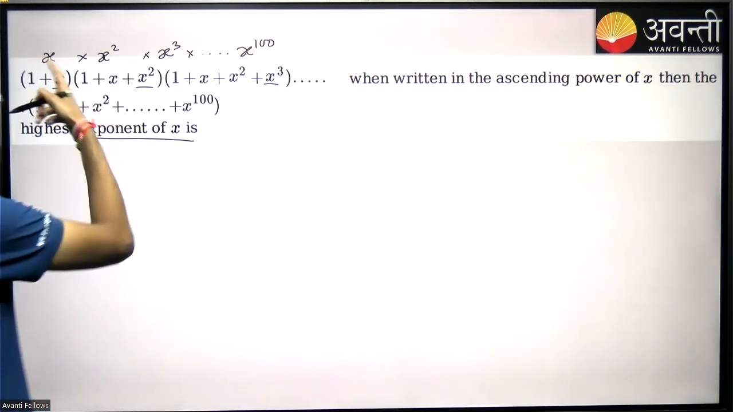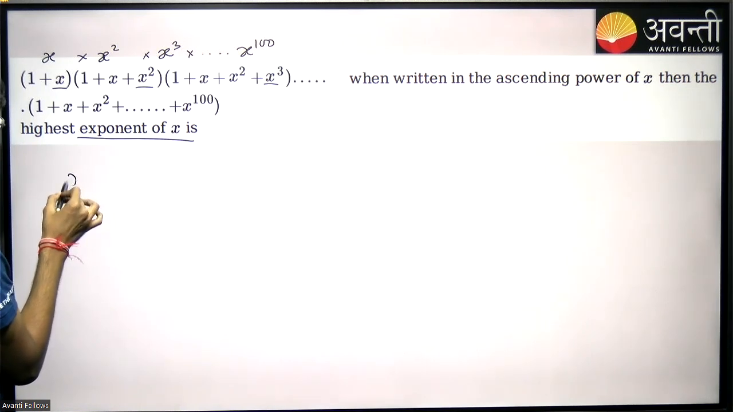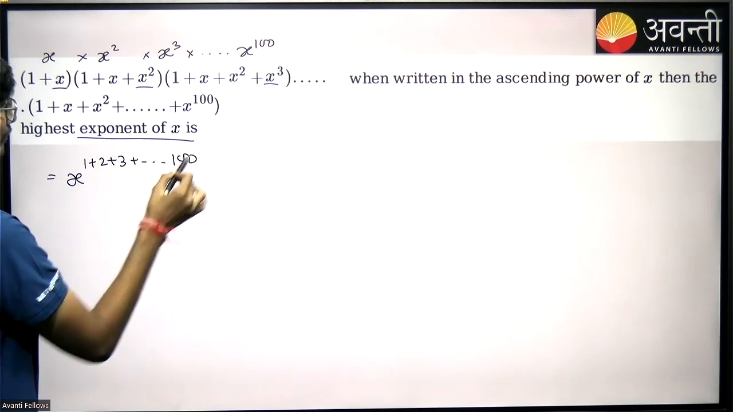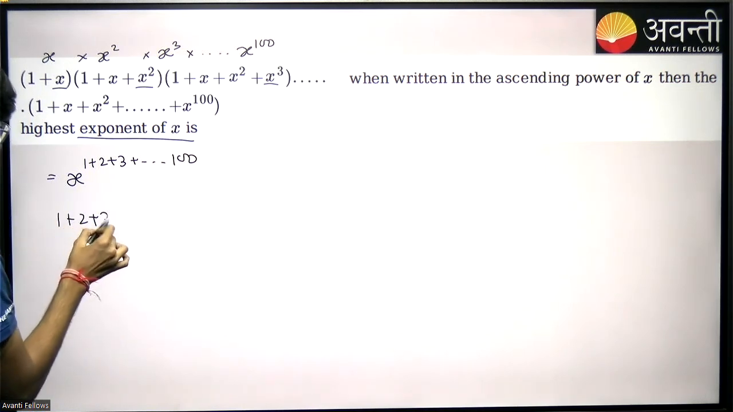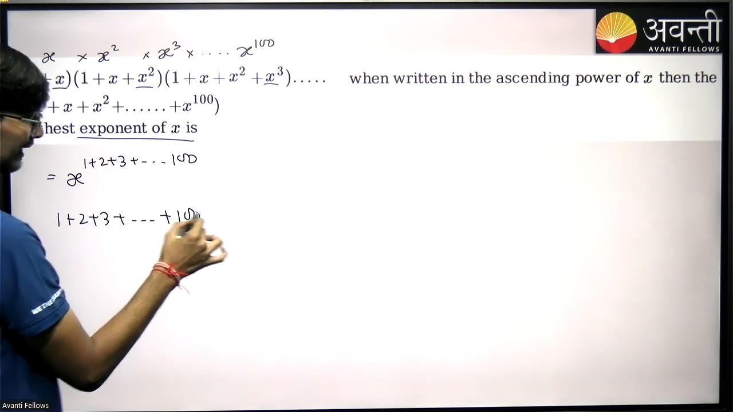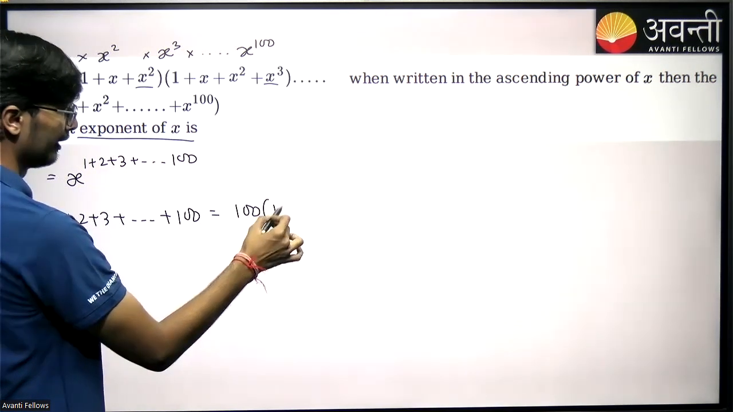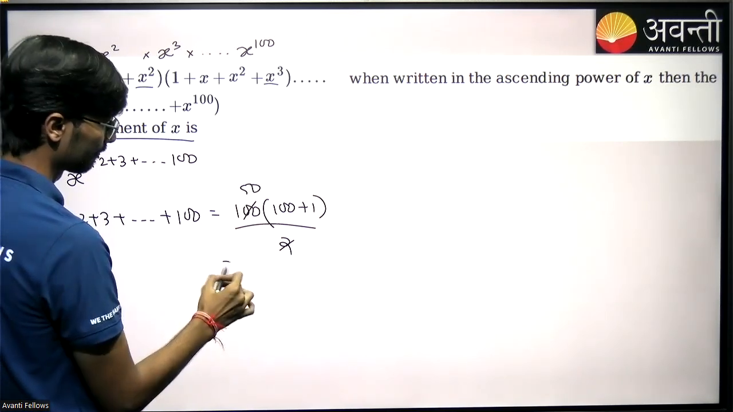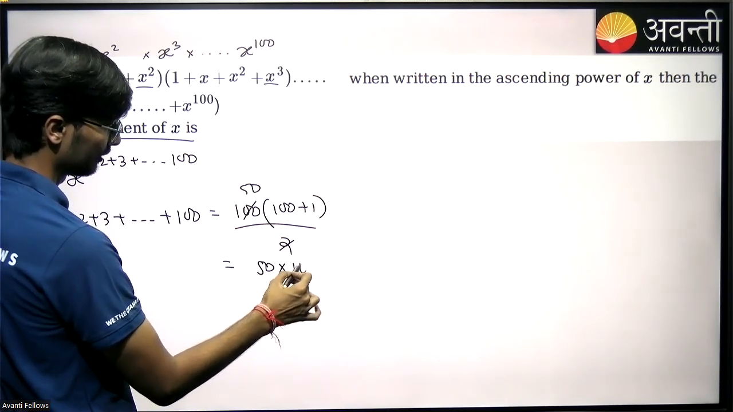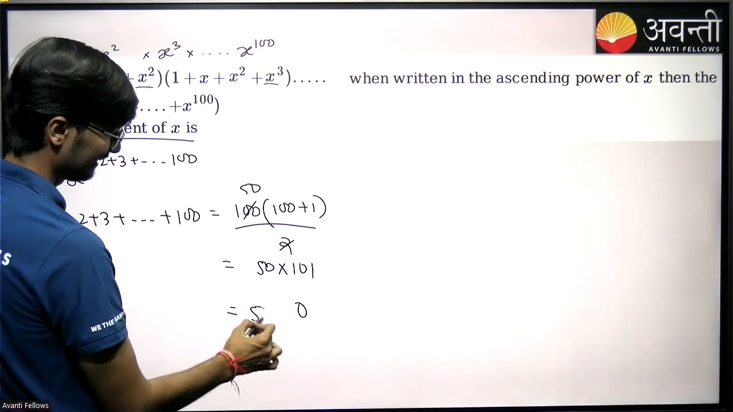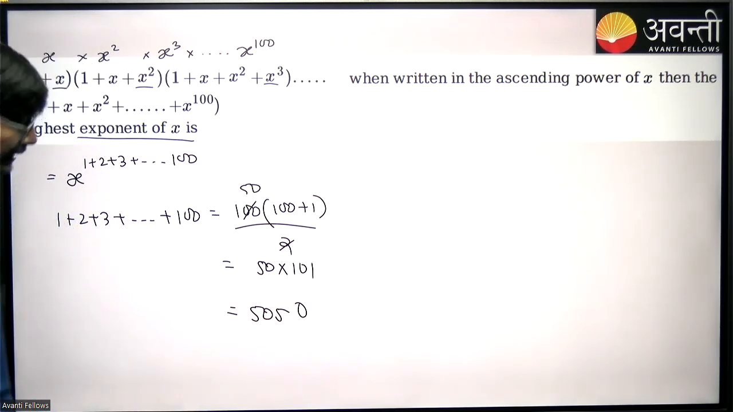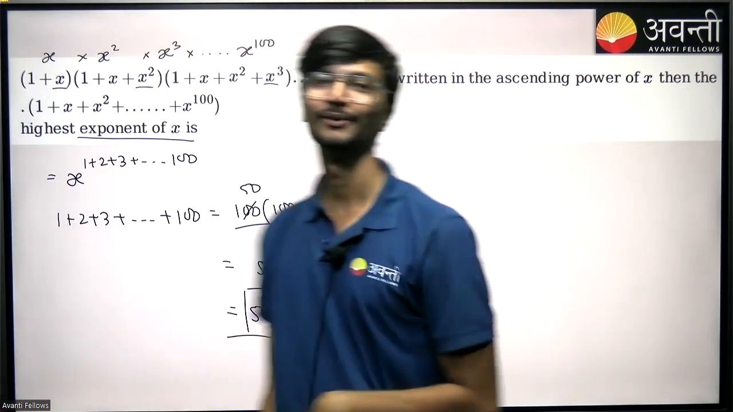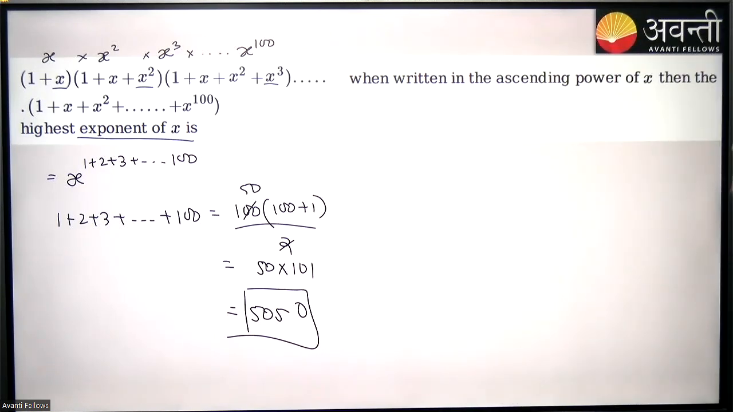Exponent we have to find. So the exponents are 1 plus 2 plus 3 plus up to 100. So what is 1 plus 2 plus 3 plus up to 100? Sum of first 100 natural numbers is n into n plus 1 by 2. So 50 into 101, which is 5050. I think, yes, this is my answer. Highest exponent of x, 5050. Correct, guys? Simple common logic you have to use here.